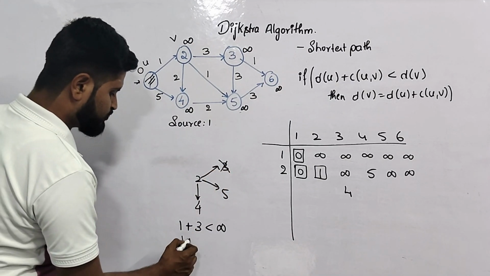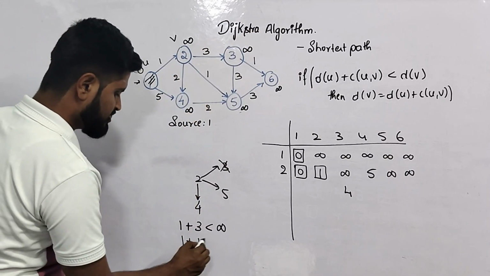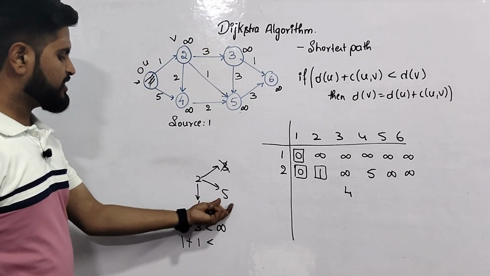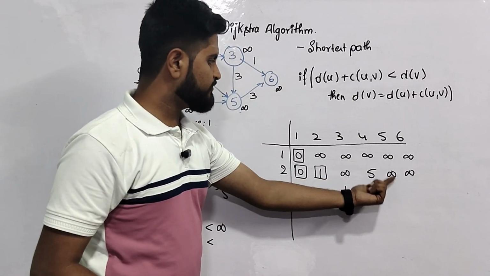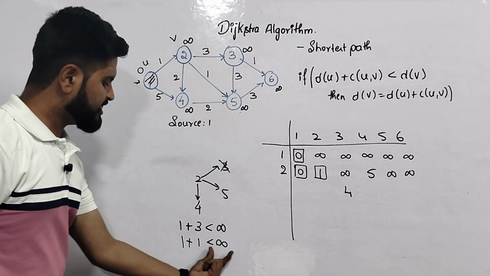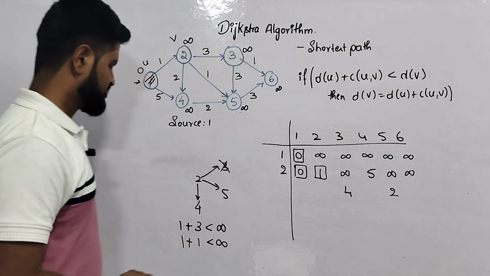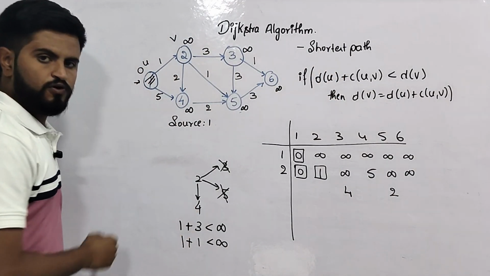So the initial value of 2 is 1, plus the cost of moving from 2 to 5 is 1, which must be less than the initial value of 5. What is the initial value of the fifth node? Infinity. So among 2 and infinity, which one is the smaller one? 2 is the smaller one, so I will write 2 here. Next 5 is also over, let's go for 4.